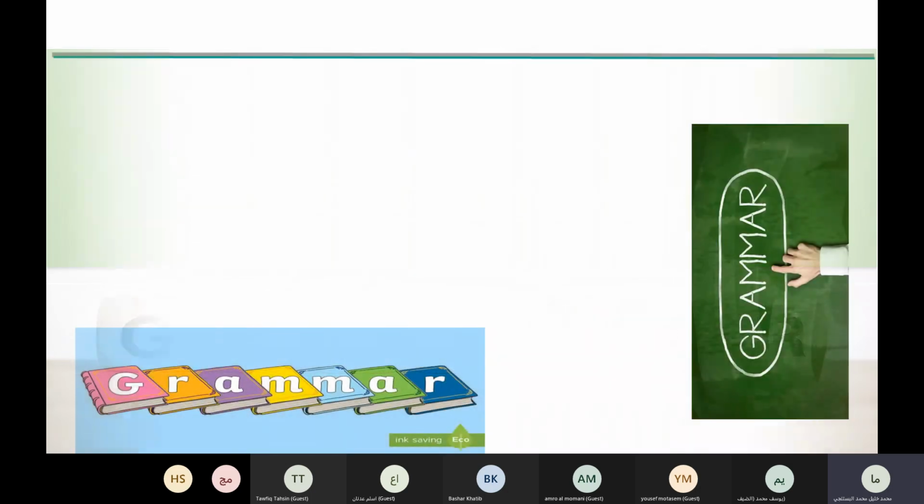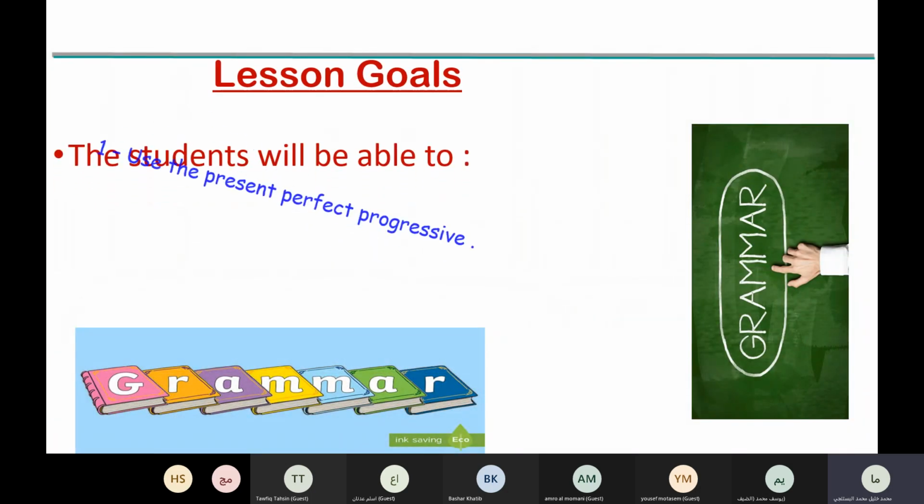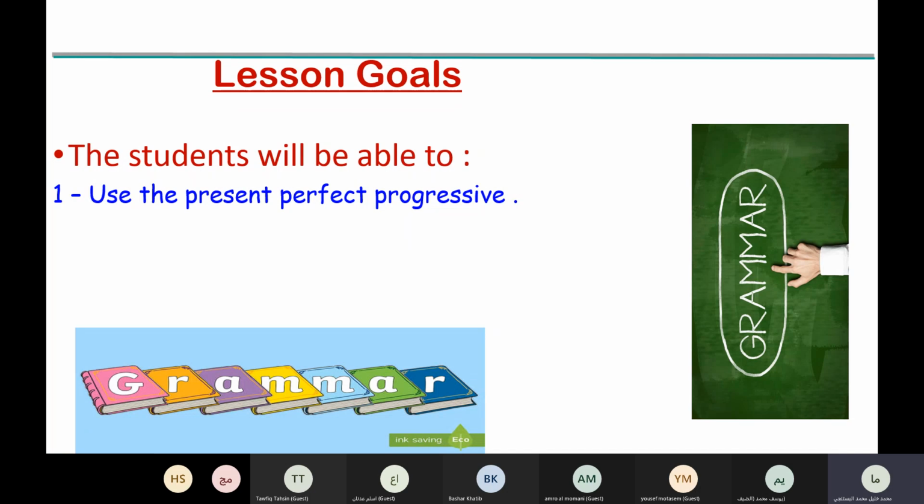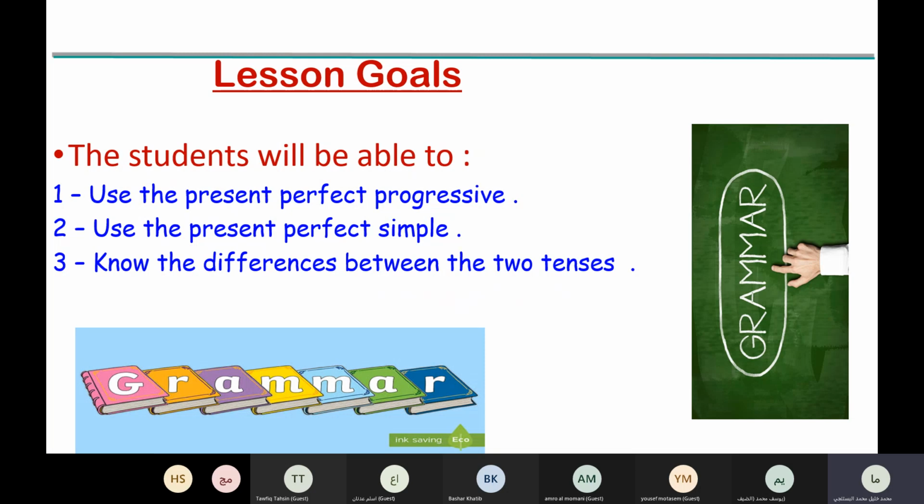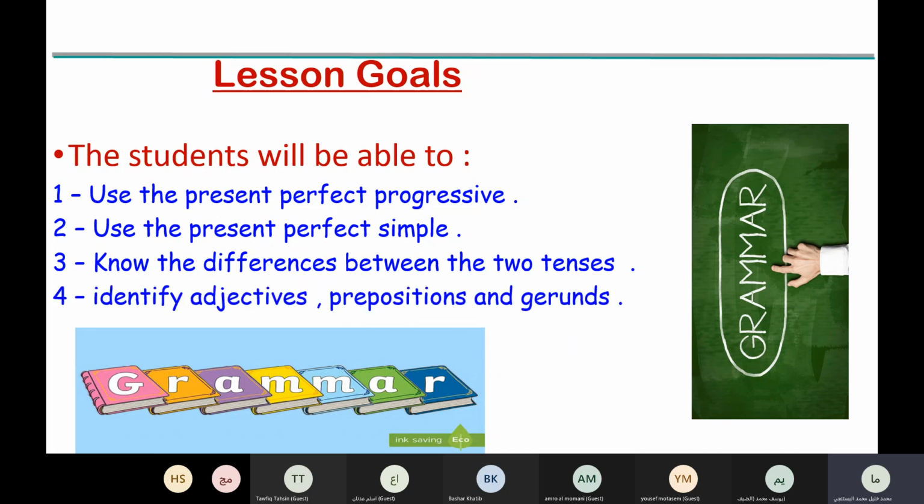Now, in our lesson, we are going to use the present perfect progressive, which focuses on the duration of time. Now, with examples, we are going to explain the present perfect progressive. Also, we are going to use the present perfect simple. We're going to differentiate between the present perfect and present perfect progressive. Then we are going to talk about the adjectives followed by prepositions.